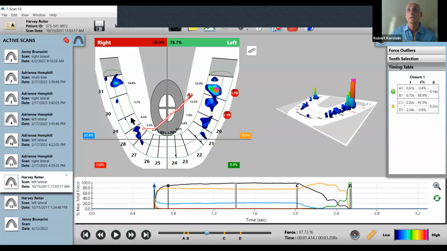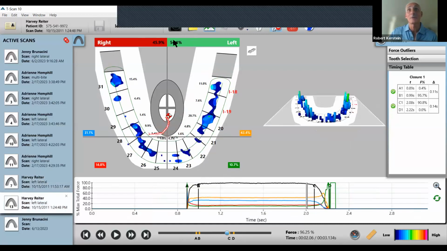First, the closure center of force. Look at the balance. If preoperatively it's 76 to 23, postoperatively, the balance is 45 to 54. Look where the center of force is. It goes right into the middle of the case. The implants do not have implant warnings anymore. Let me show you what I mean by that.